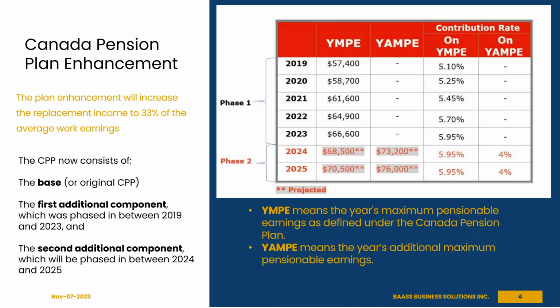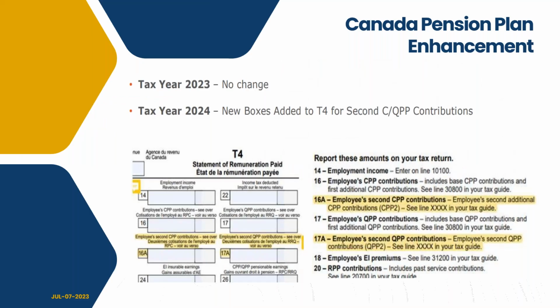The sample that you see on the screen is just a sample of projections, but since the time that this was published, we do have some additional information on that. So what does this mean? That means in 2023, there's going to be no change. So your T4 is going to remain the same. You're not going to be reporting any extra CPP.